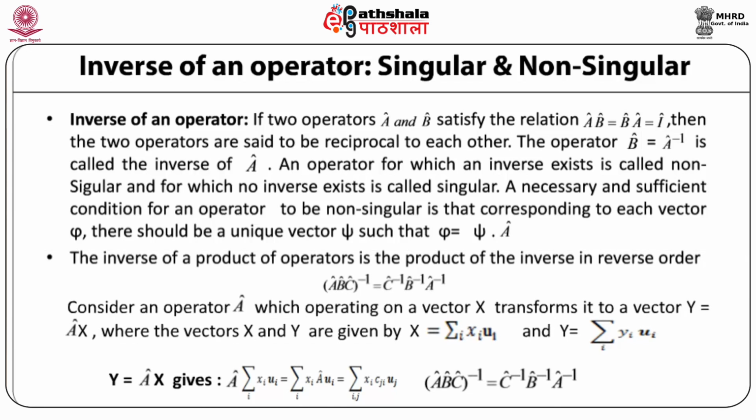The inverse of a product of operators is the product of the inverses in reverse order. Mathematically, this can be written as: the product of operators A, B and C within brackets, whole inverse, is equal to the inverse of operator C into the inverse of operator B into the inverse of operator A, or is equal to the product of the inverses of operator C, operator B and operator A.